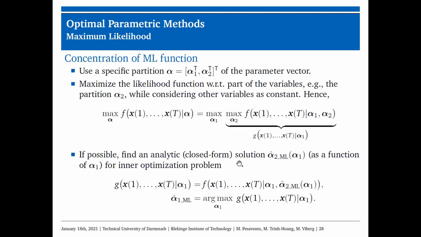So if it is possible to find a closed form solution with respect to alpha 2 given alpha 1, we can take that value and substitute it back into the inner optimization, and that gives us the maximization with respect to only alpha 1. So that final maximization will be of lower dimension, although it may also sometimes lead to a more complicated parameterization with respect to alpha 1.